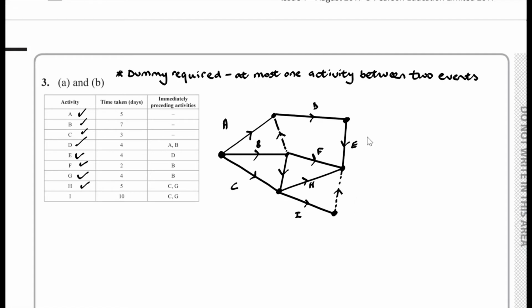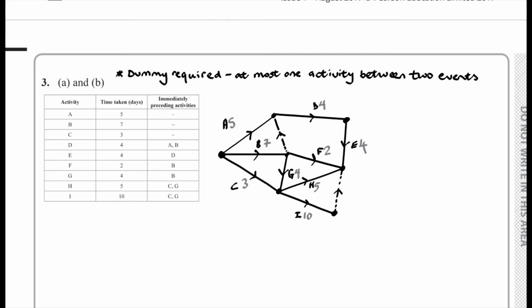So I've just drawn it out neatly, and let's also add in the time taken as well. Let's just tidy all this up. The time taken for A we have 5, B we have 7, C we have 3, D we have 4, E, whatever that is, we have 4, F we have 2, G, which was this one, we had 4, H we have 5, and I we have 10.